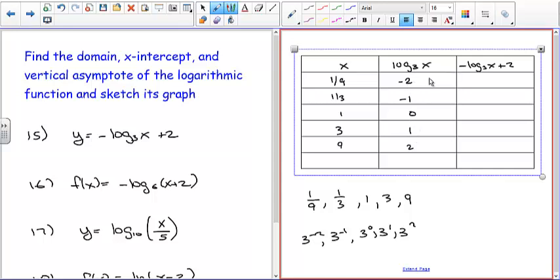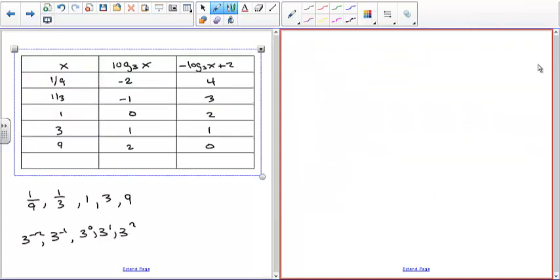And then I could just take the negative of that and add to 2. The negative of -2 is +2, and then add 2, I'll get 4. The negative of -1 is +1, and add that to 2, I'll get 3. And you can see now once I get started, I can just fill those in. So now to plot that, I need some graph paper.